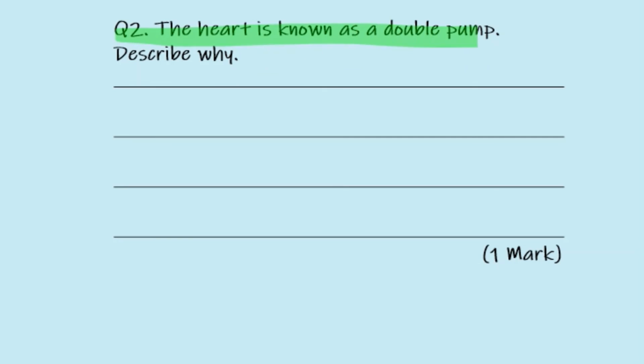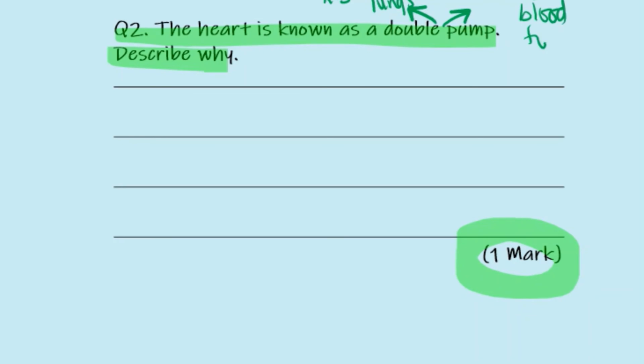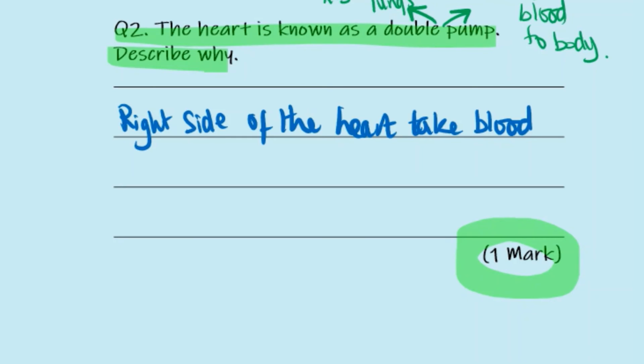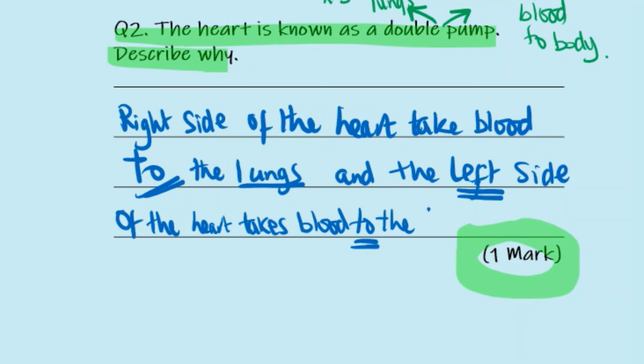Question 2. The heart is known as a double pump. Describe why. And this is worth 1 mark. Think back to what the double pump means. It has 2 parts to it. It has the right side of the heart, which takes the blood to the lungs. It has the left side of the heart, which takes the blood to the body. For our answer, we can say right side of the heart takes the blood to the lungs, and the left side of the heart takes the blood to the body.